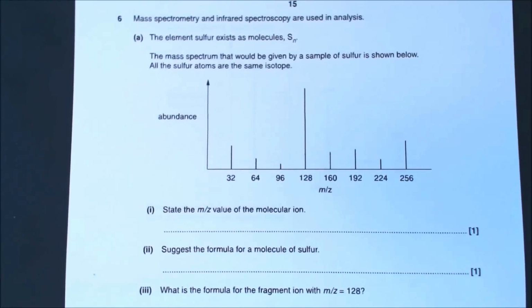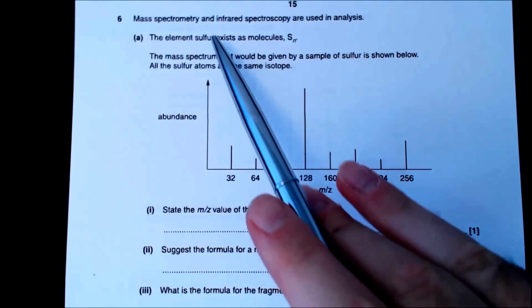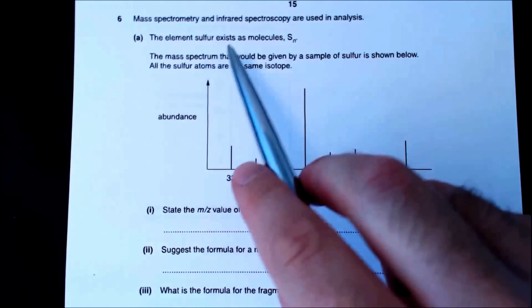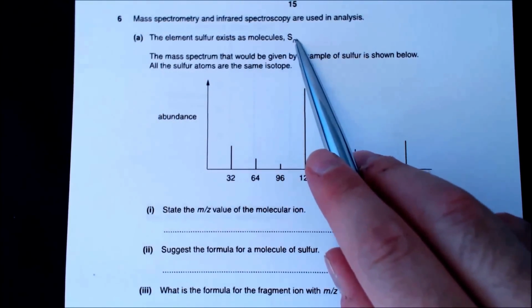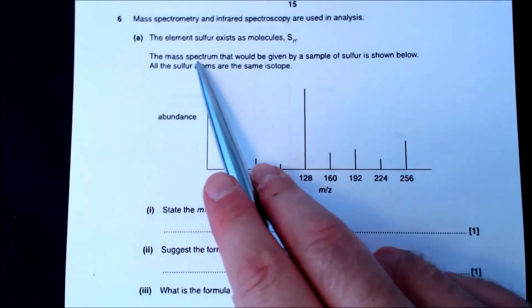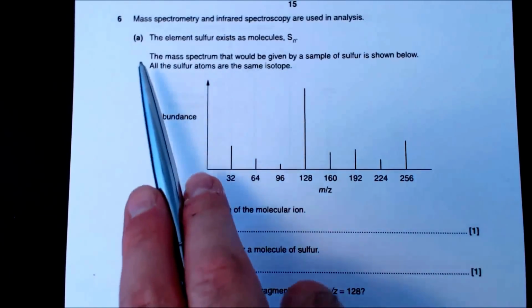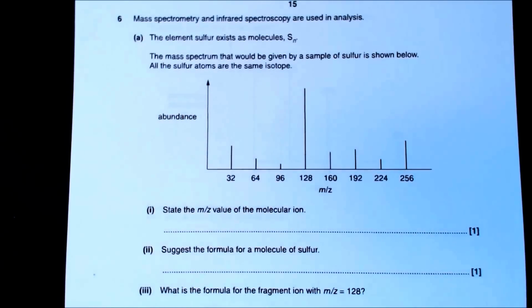Okay, so this is question 6, and this is looking at mass spectrometry. So mass spectrometry and infrared spectroscopy are used in analysis. The element sulfur exists as molecules Sn. It says the mass spectrum that would be given by a sample of sulfur is shown below. All the sulfur atoms are the same isotope. So you can see that we've got our spectrum there.